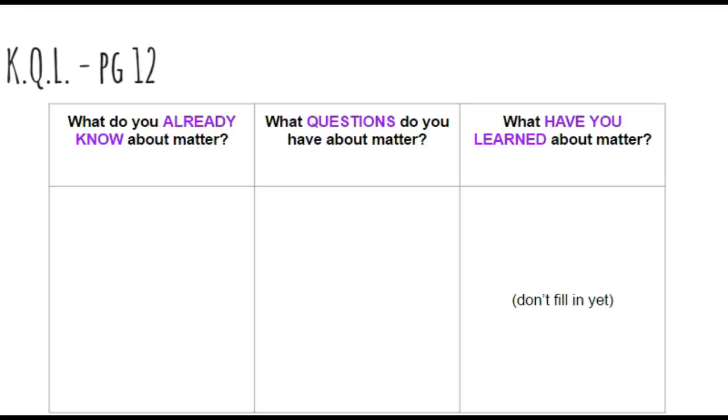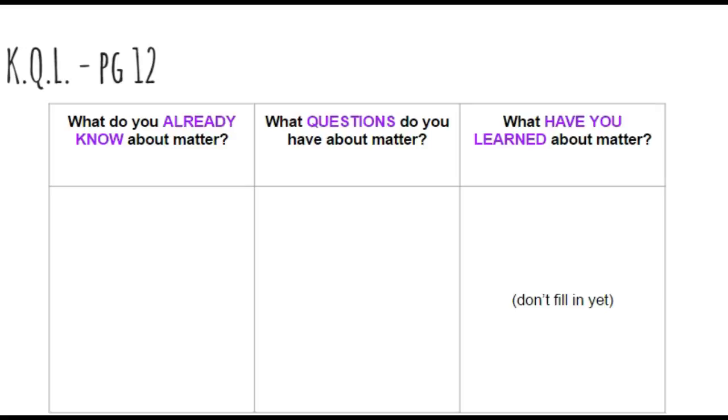Once we finished looking over the standard, everyone opened up their notebook to page 12, and we did something called a KQL. Now, you're probably more familiar with maybe a KNL or a KWL, but for science, I wanted to go ahead and try KQL. We have 2 rows, 3 columns, and you're going to want to make sure you use a ruler to make your tables nice and neat in your notebook on page 12.